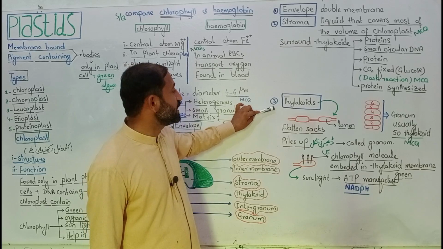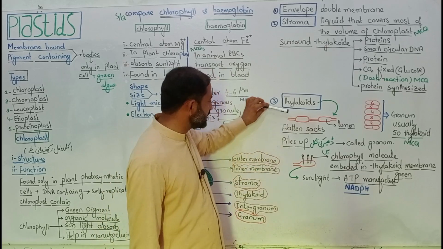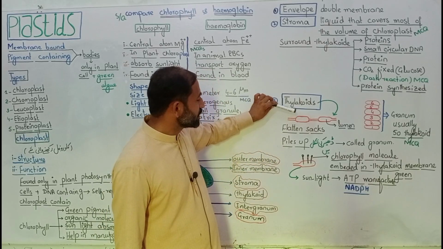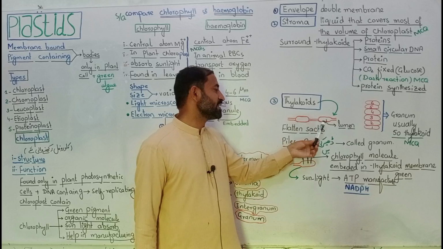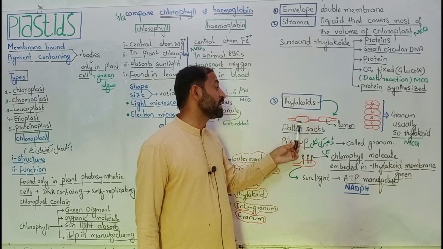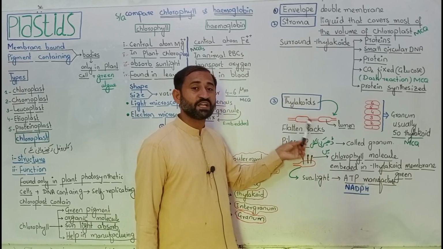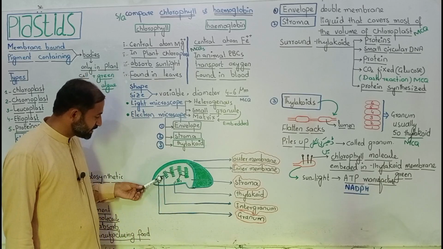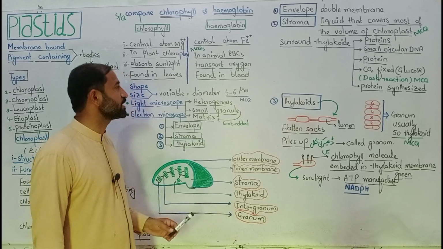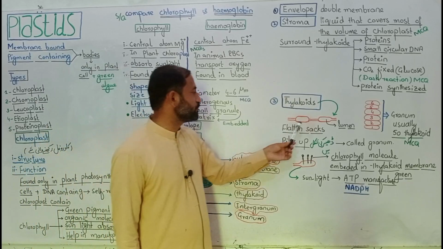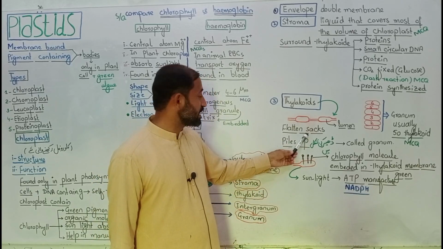The third and last point is the thylakoid. Thylakoid is a flattened sac. This one sac is known as a thylakoid. This is one thylakoid and this is another thylakoid. One thylakoid and another are connected with each other, or one pile of thylakoids and another pile are connected with each other through the intergranum. This is the intergranum that connects one granum to another.